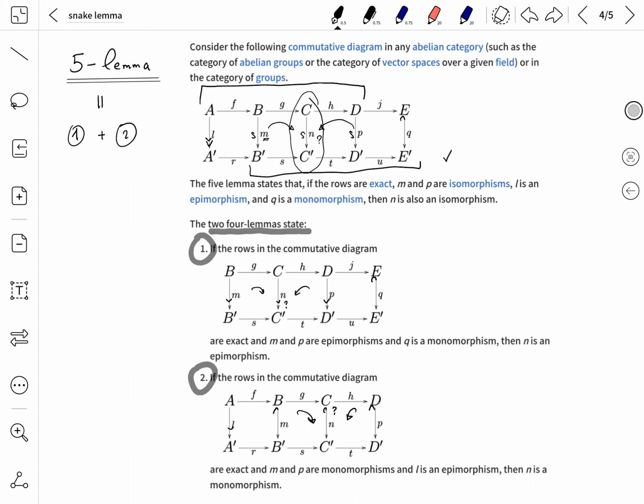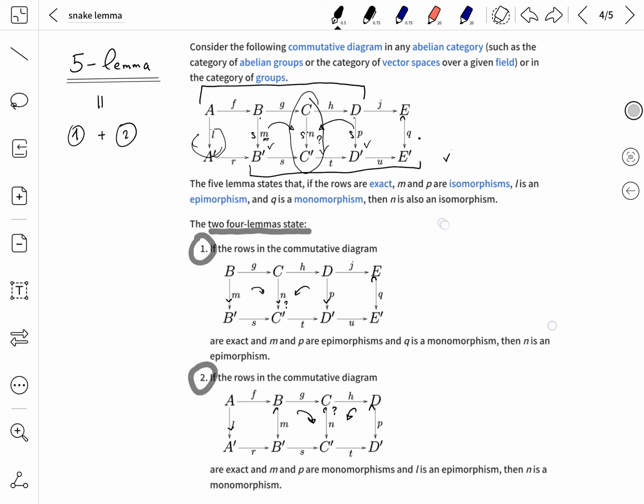So is it injective or not? Use your first 4 lemma. Look at the first 4 columns. So M and P are isomorphisms, in particular epimorphisms. So the isomorphism is in particular injective. So injective plus this far away surjective implies the middle is injective. Similarly, if you look at the last 4, then surjective plus the far away is injective will imply this is surjective, so you can finally prove this is both injective and surjective.